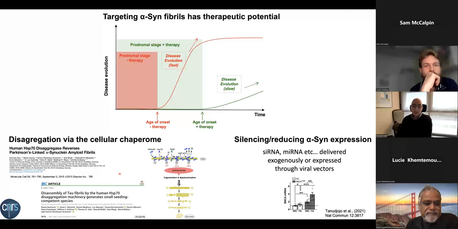So we tried disassembling the fibrils, and actually it works really well with molecular chaperones, a precise combination of molecular chaperones. But very often disassembly is not complete. We stop somewhere here where we generate fragments. And we observed that these fragments are even more deleterious than the long fibrils. So actually what we are generating are bits and pieces of fibrils that have ends that can grow even faster. One other strategy is, as I showed you, the expression of alpha-synuclein is essential for aggregation.